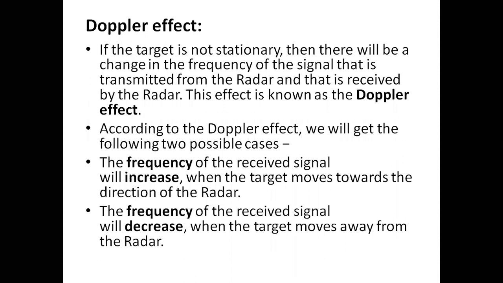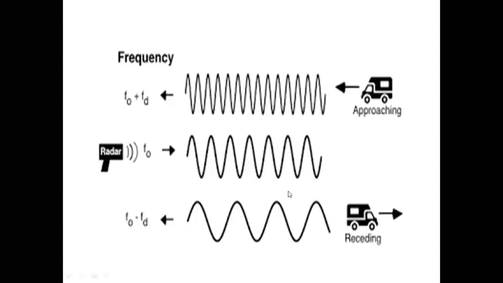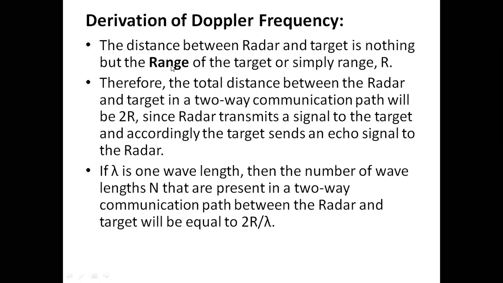By the information of Doppler effect, we can observe whether the target is moving towards the radar or moving away from the radar. And here we have the figure which represents whether the target is moving towards or leaving. Here we have the increase in frequency if the target is moving towards the radar, and here we have the decrease in frequency if the target is moving away from the radar.